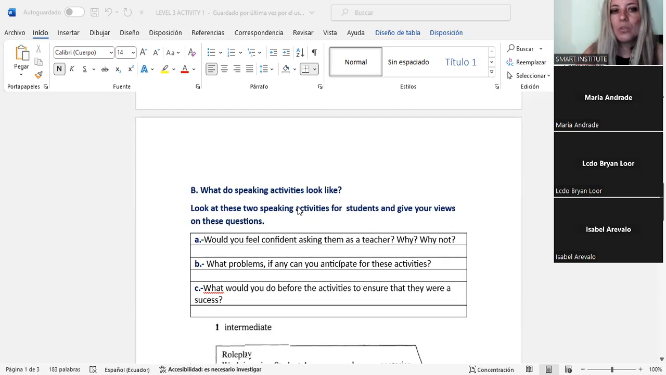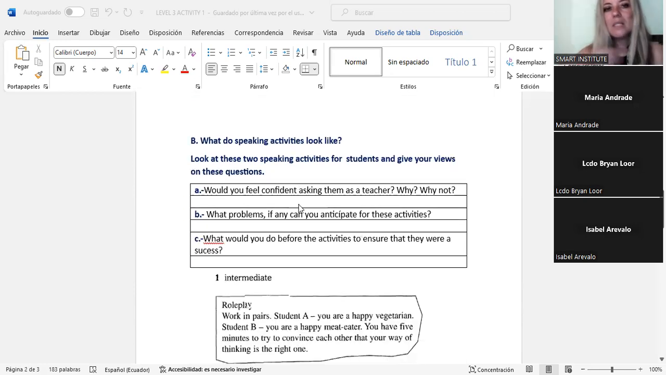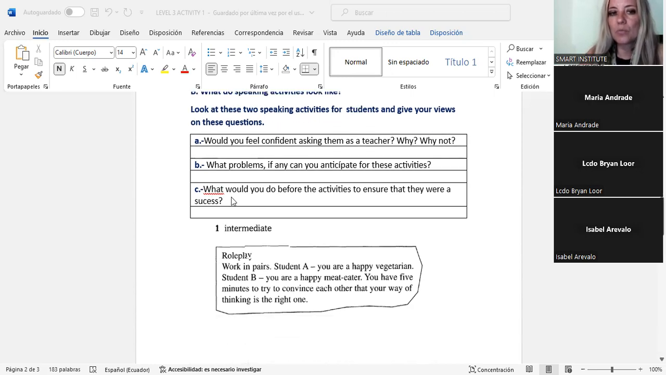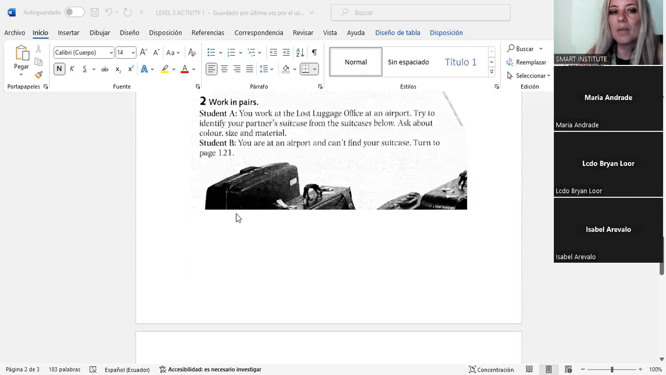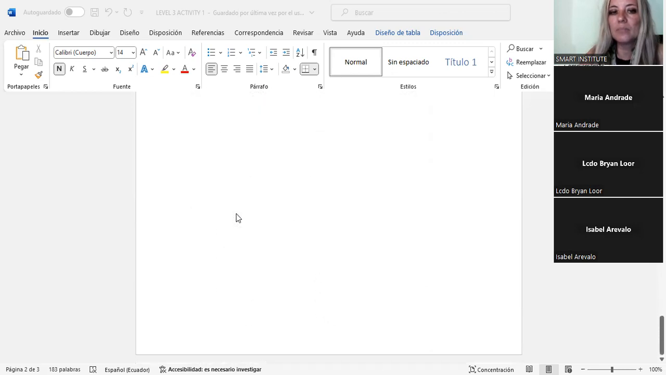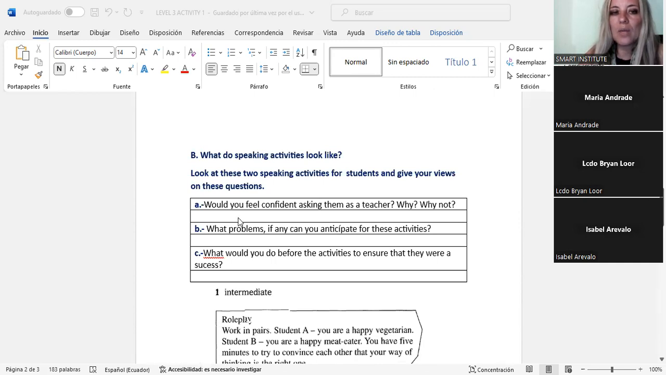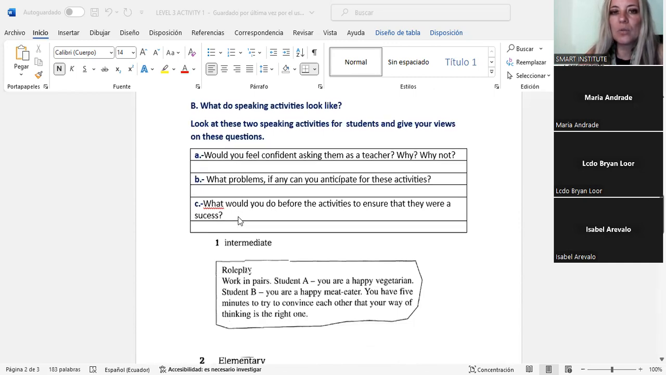And what does a speaking activity look like? I don't know if you have finished this part. Have you read this? Not yet. Okay, we're going to read this and then you're going to answer. We're going to read the intermediate and elementary activities. Look at these two speaking activities for a student and give your views on this question.